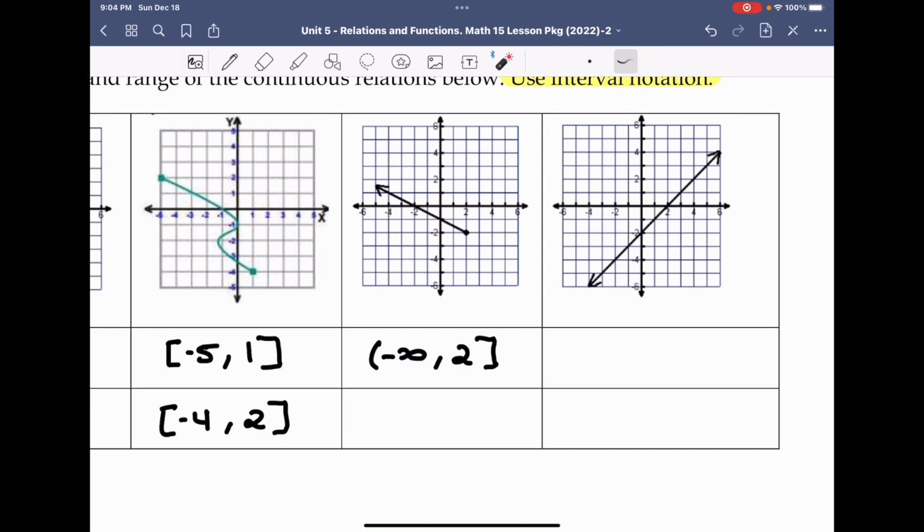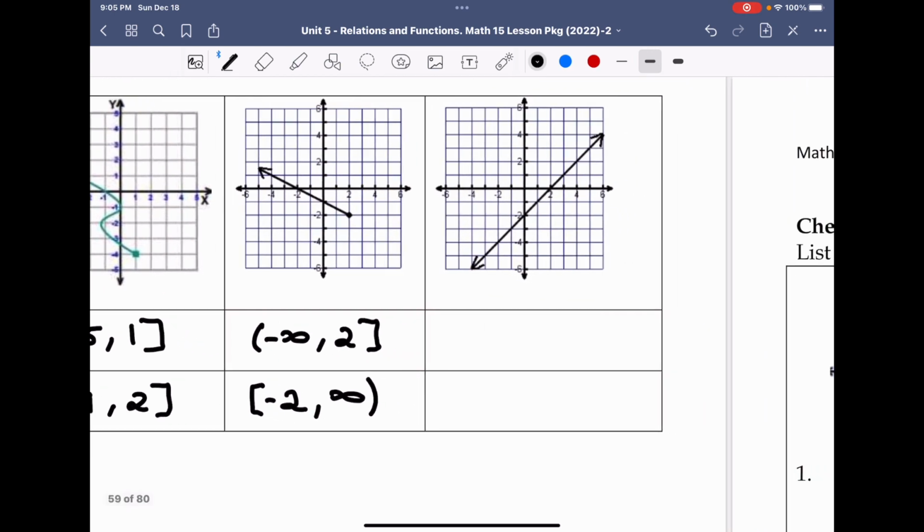My range, the lowest possible y value here, occurs at -2. And because it's a solid dot, I'm going to put a square bracket. Now, how high does this graph go? Well, if this line infinitely extends in this direction, we know it's going to extend to positive infinity. And thus, I'm going to put positive infinity here. And infinities always have round brackets.